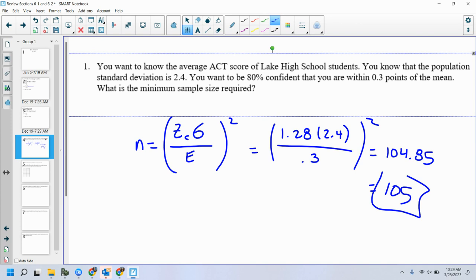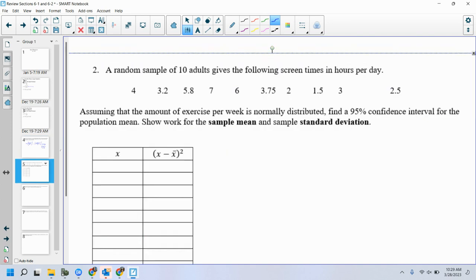Questions about that? All right, let's take a look at this next one here. A random sample of 10 adults gives the following screen times per hour, in hours per day. Assuming that the amount of exercise, screen time. I think that should say screen time. Screen time per week is normally distributed, find a 95% confidence interval. Calculate the mean. Show the work for the sample mean and sample standard deviation.